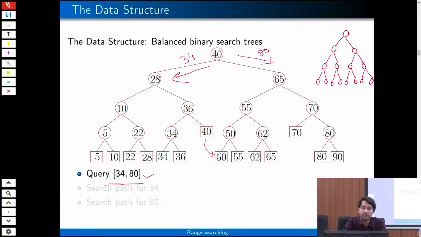So 34 reaches 28. Which path should I take? Right. I reach 36. I take left. But while I take a left, when searching for 34, there is a number sitting here. Can we say that this number has to be in the range? Whatever is there, if there is a subtree here, whenever we take a left turn, the whole subtree has to be reported.